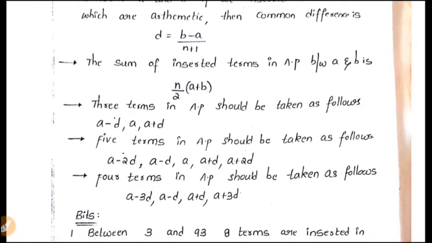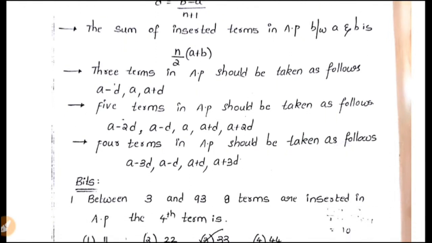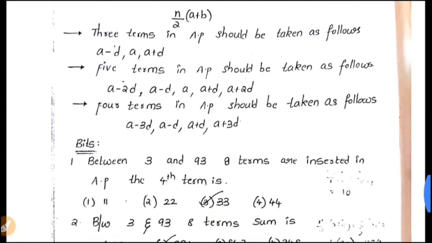So they will ask what is the A value. If you take 5 terms in AP, then the 5 terms should be taken as A minus 2D, A minus D, A, A plus D, A plus 2D. If you take 4 terms in AP, you have to take A minus 3D, A minus D, A plus D, A plus 3D. So all the D terms will be cancelled and you will get the A answer.